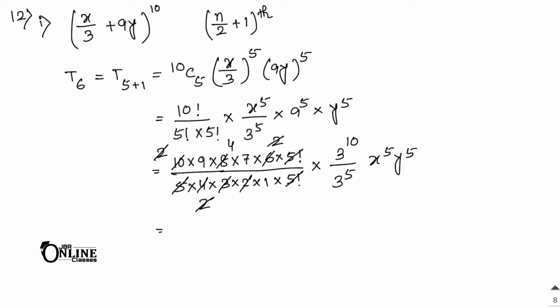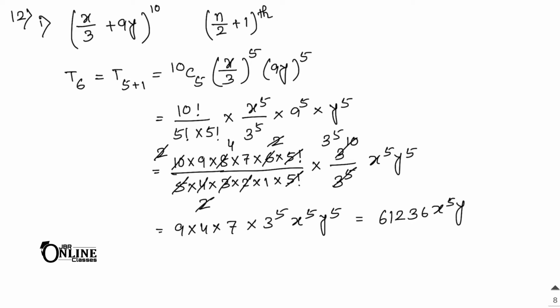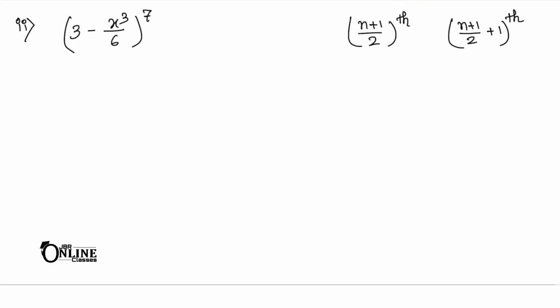So now you have here 9 into 4 into 7, and that is equal to, write down 9 into 4 into 7. Then here 3 to the power 5 cancels out, it becomes 3 to the power 5, then x to the power 5, y to the power 5. So your final answer will be 61236 x to the power 5 y to the power 5. Now the next one, sum number 12.2.